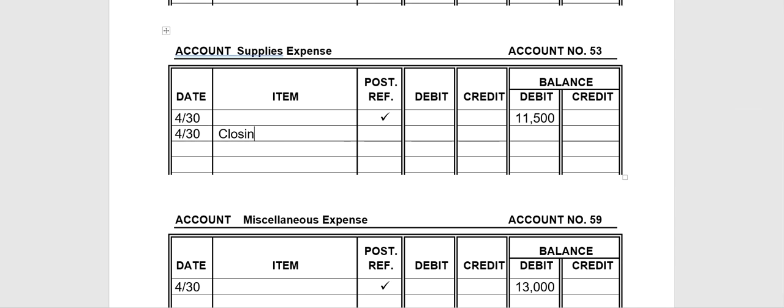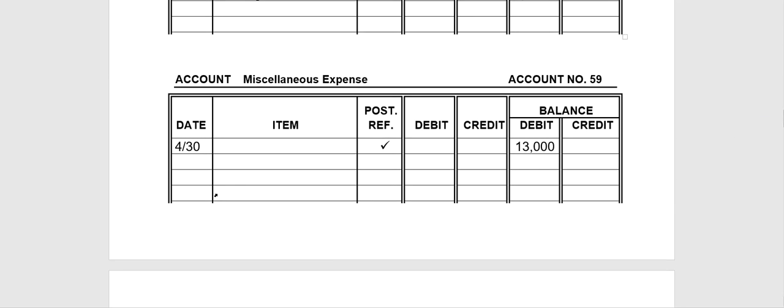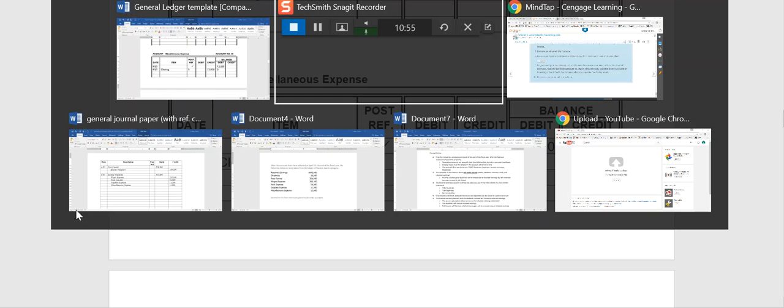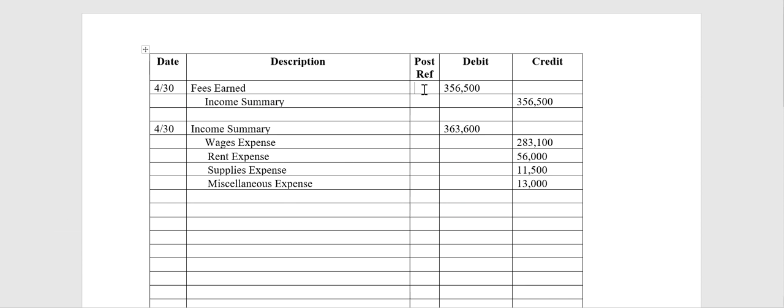Supplies. Again, we have credited it for $11,500. Opposites subtract. We've closed out our supplies expense account. And finally, for miscellaneous, $13,000, we credited that account. We're at 0. We put in our post-reference numbers here. We've updated account number 41. We've updated account number 33, 33, 51, 52, 53, and 59. We have successfully closed our revenues and our expenses accounts.